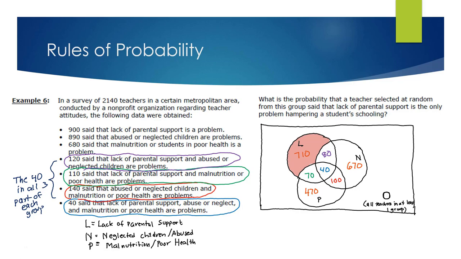So as far as figuring out the probability goes, I would do 710 over 2140, and that's approximately equal to 0.3318.